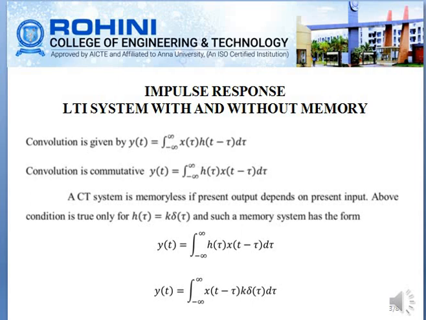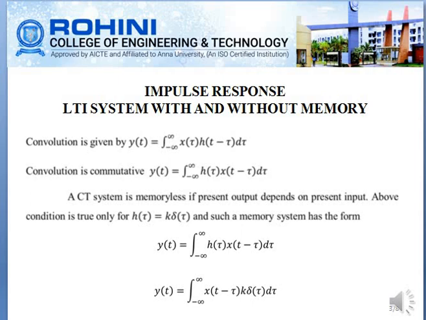A convolution is given by y(t) = integral from minus infinity to infinity of x(tau) h(t minus tau) d tau. Convolution is commutative, so y(t) = integral from minus infinity to infinity of h(tau) x(t minus tau) d tau.